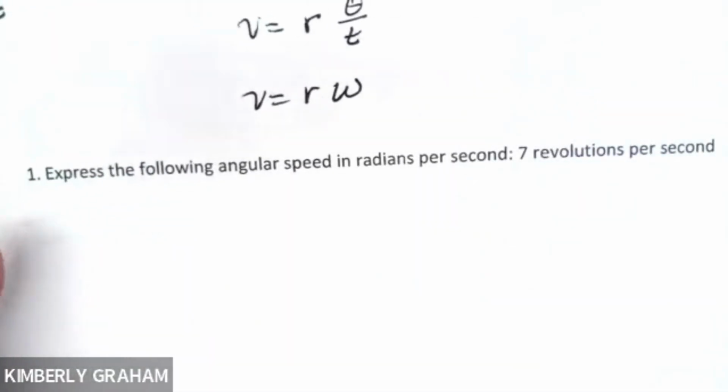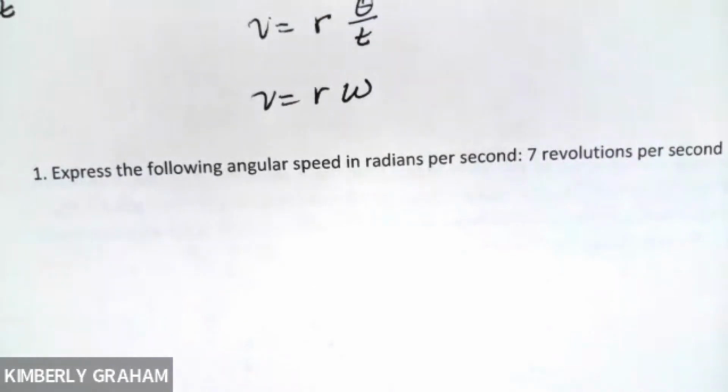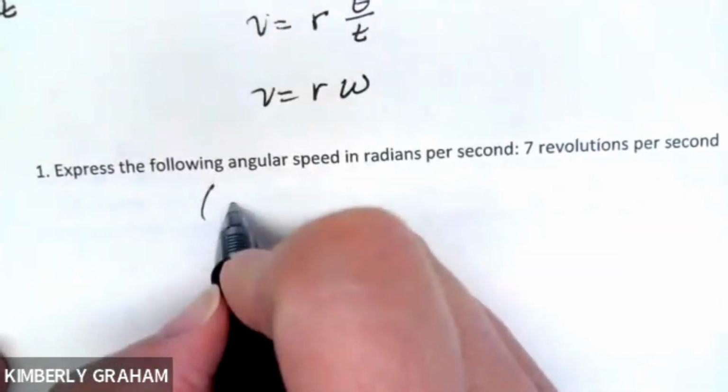Now, this first problem is just asking me to change units of measurement: express the following angular speed in radians per second. So I'm just converting the units of measurement on this problem, right?